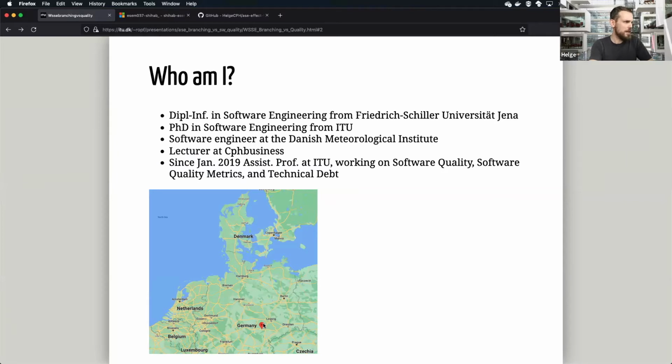I studied there at Friedrich Schiller University, likely what many of you are doing, informatics, with a specialization in software engineering. I worked for a company called Intershop, producing e-commerce systems, and then in 2009 I came to Denmark to write a PhD in software engineering at IT University of Copenhagen. That is the building you see right behind me.